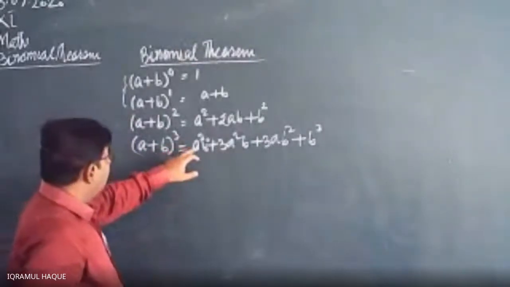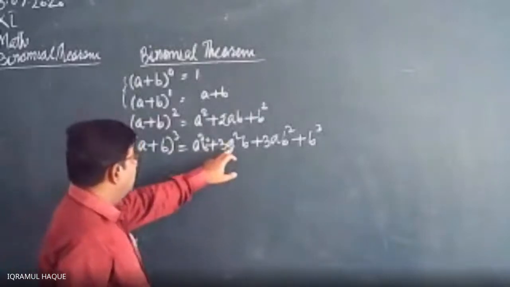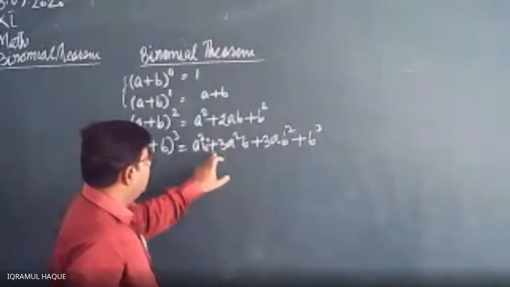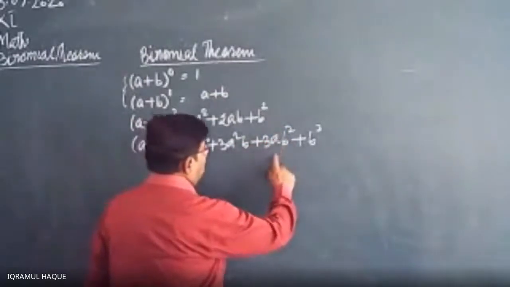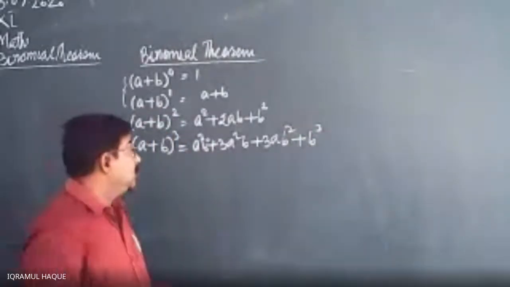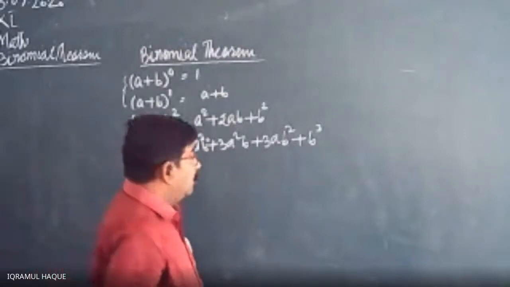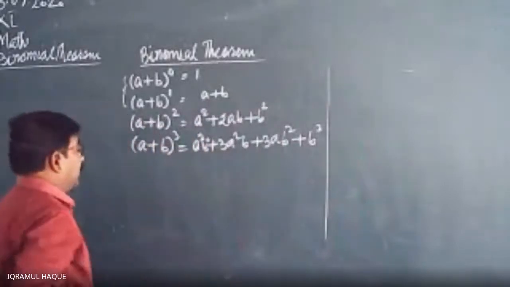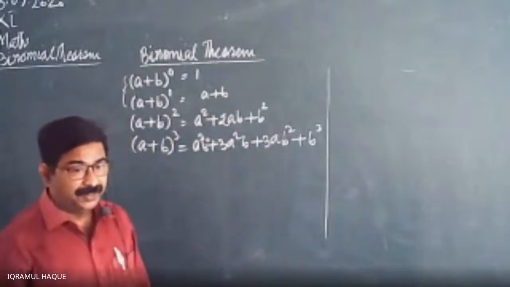See, here we have a to the power 3, that is maximum, b to the power 0 minimum. Then a to the power 2 decreasing, a to the power 2 and b to the power 1. b is increasing. Now a to the power 1 and b to the power 2. Now a to the power 0 and b to the power 3. So this method is of expansion. Means now we are coming to its coefficient. How we write the coefficient?